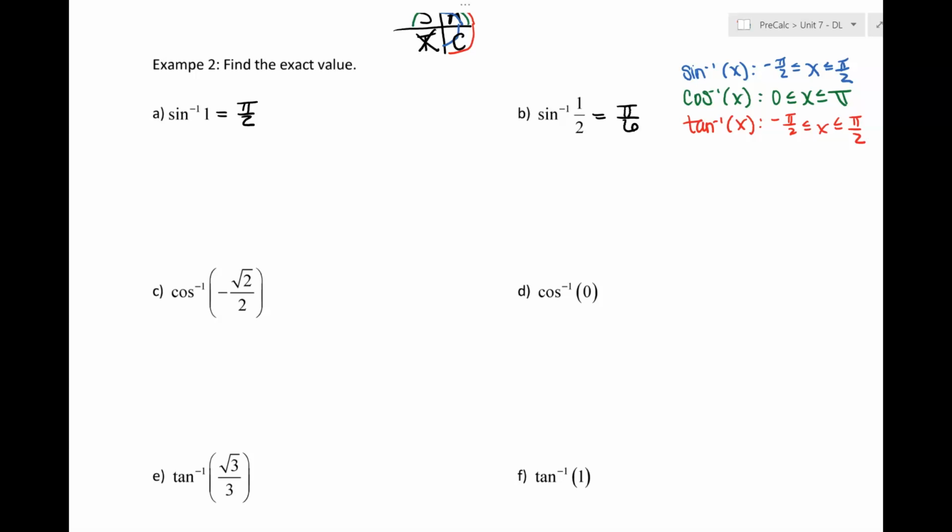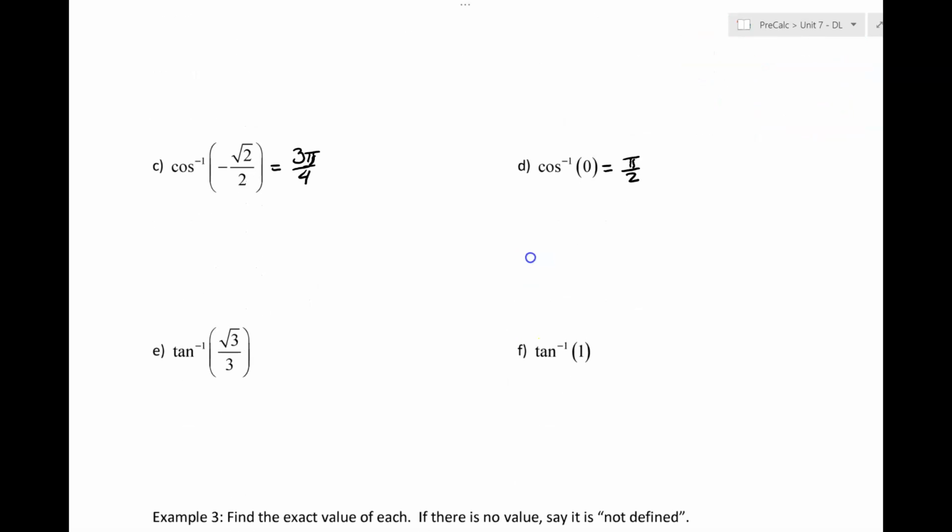So cosine of negative rad 2 over 2, it's negative. So right away I know I'm looking at the second quadrant. And for rad 2 over 2, I know that it refers to pi over 4, but cosine is negative, so that means that this is going to be 3 pi over 4. Inverse cosine of 0, there's only one option for that, at pi over 2.